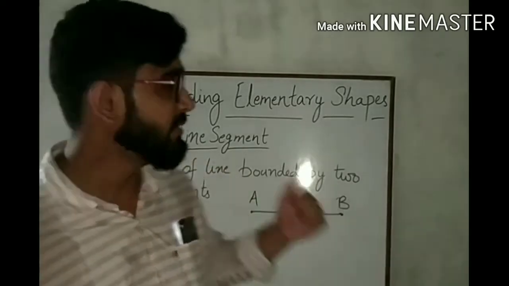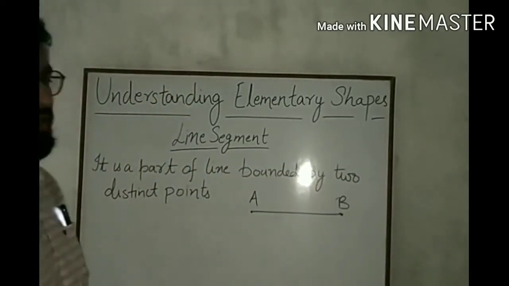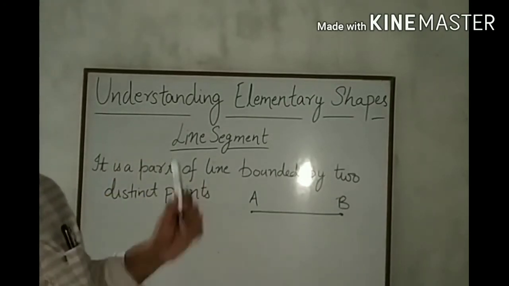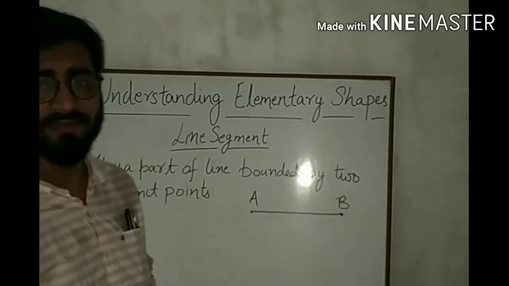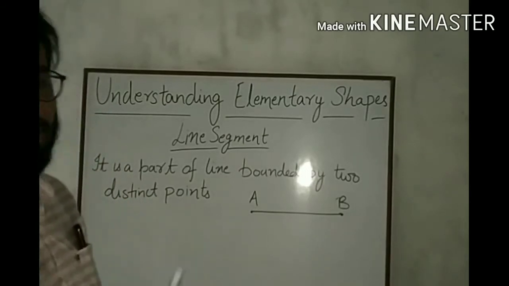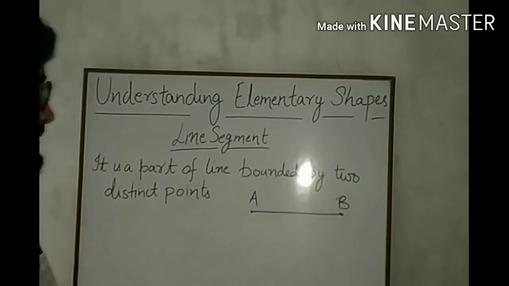Today we are going to start a new chapter number 5, Understanding Elementary Shapes. So what do you understand by this name of the chapter? From the name of the chapter itself, we can say that in this chapter we are going to discuss some basic shapes like triangles, quadrilaterals, angles, etc.